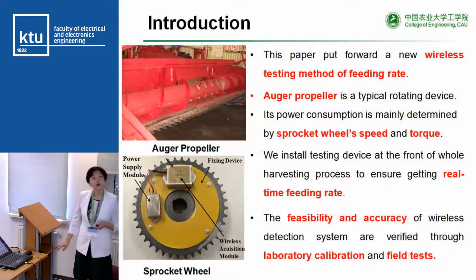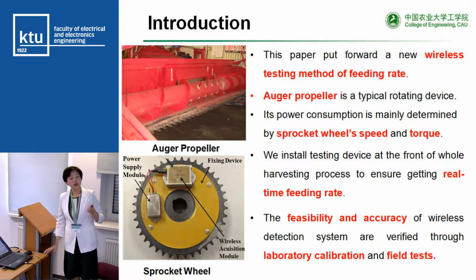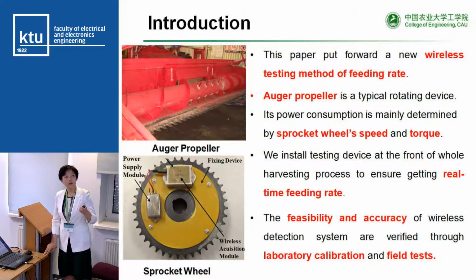And in our research, we install the sensors at the front of the combine harvester to get the speed and torque parameters of this harvester. And we also developed the sensors and the detecting system by ourselves. This is the picture of it.